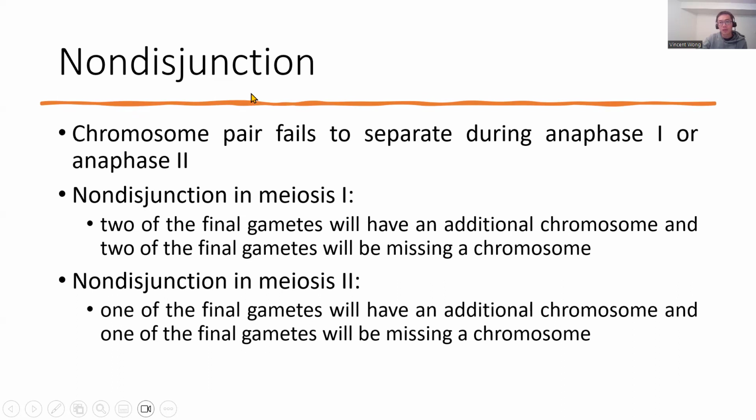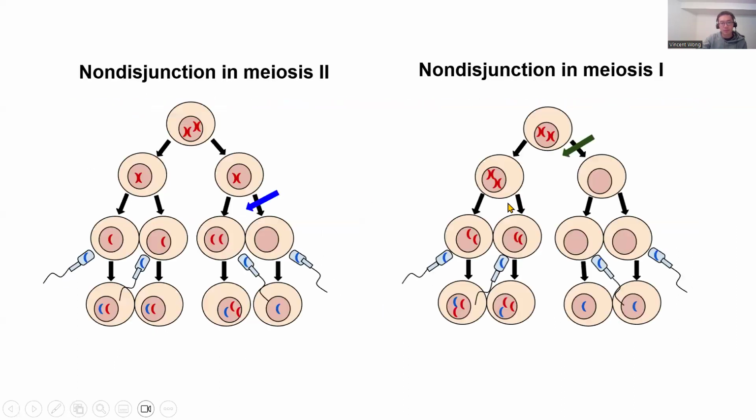Non-disjunction is a situation that occurs when chromosomes fail to separate during anaphase 1 or anaphase 2. They're supposed to separate, right? But if they don't separate, then it's called non-disjunction. It's much easier if I show you a picture than to read this to you. So over here, let's look at the situation on the left first. For simplicity, we're just tracking 2 chromosomes.